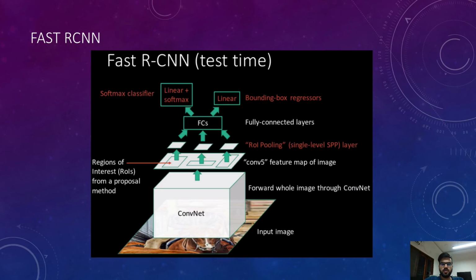To mitigate this, we have Fast R-CNN, which was introduced by Ross Girshick and his team again. In Fast R-CNN, what we do is that instead of running all the proposed image regions through the network independently, we run the entire image at one go.